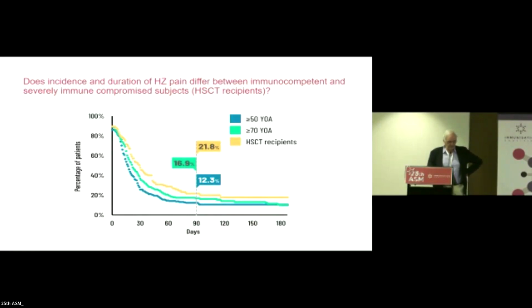And these, again, have been plotted from the placebo recipients in our vaccine trials, showing in people over the age of 50, about 12% will develop post-herpetic neuralgia, about 17% over the age of 70, and in people who've received stem cell transplants, 22%, which really hadn't been previously well defined.